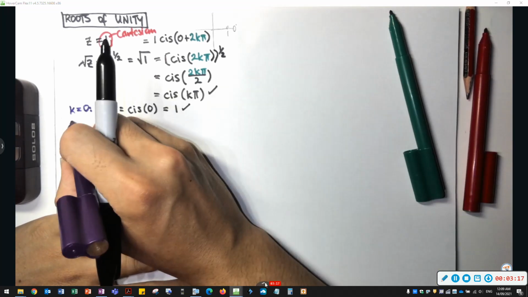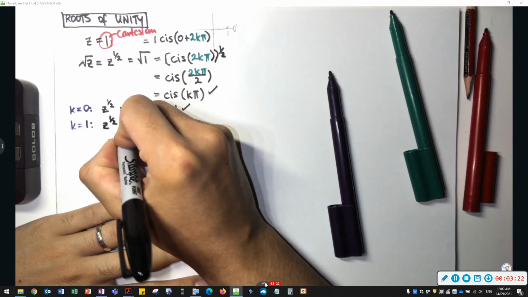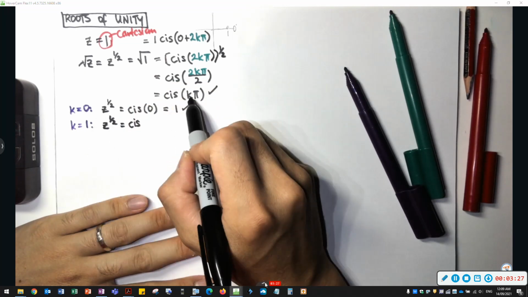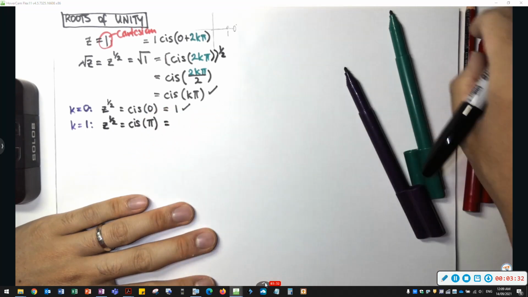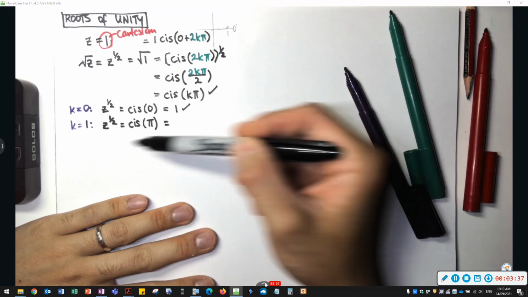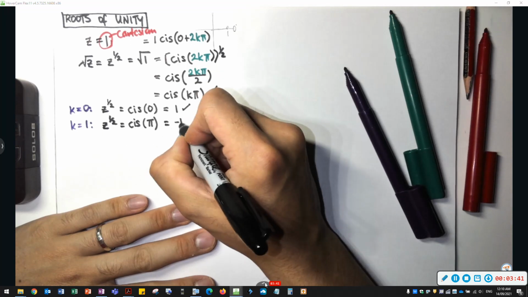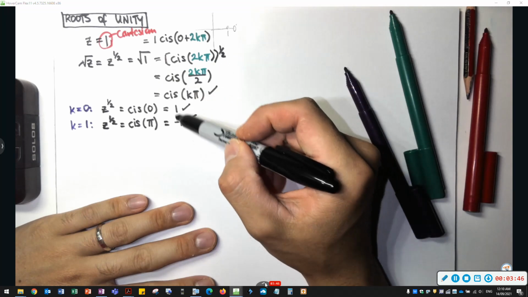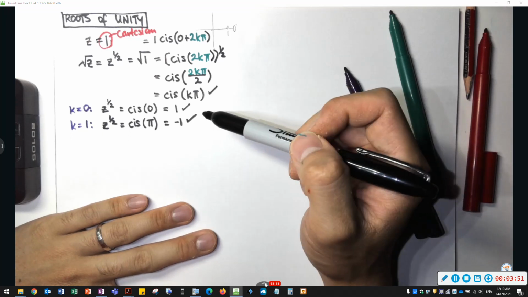Let's have a look at k equals 1. So the square root of 1, we can write cis. When k equals 1, we have a single pi there. So we're going to have cis pi. Now, cis pi is 180 degrees, so that means it's on the real axis, but it's purely negative. So it's just negative 1. Awesome. Okay, so we found out the square root of 1 is plus and minus 1. We could have worked that out ourselves by using our normal methods.